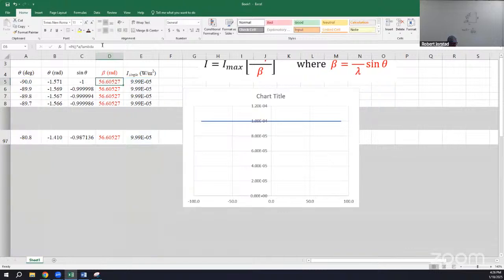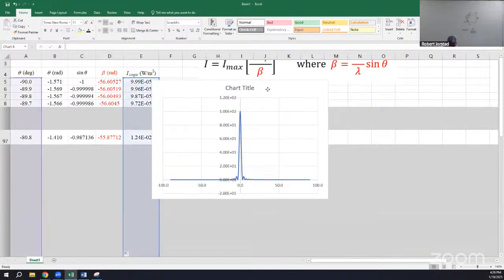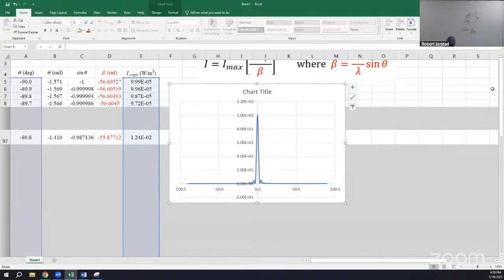So beta needs to be times sine theta. Whoops, times C5. Sorry about that. That's going to change things a little bit. There we go. And now we see the interference pattern showing up. All right, sorry about that. Took me a minute there.